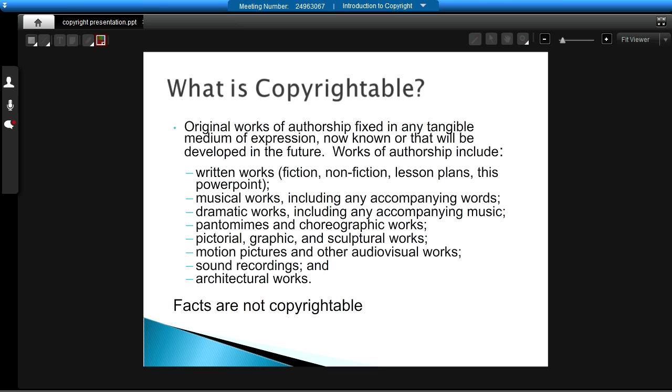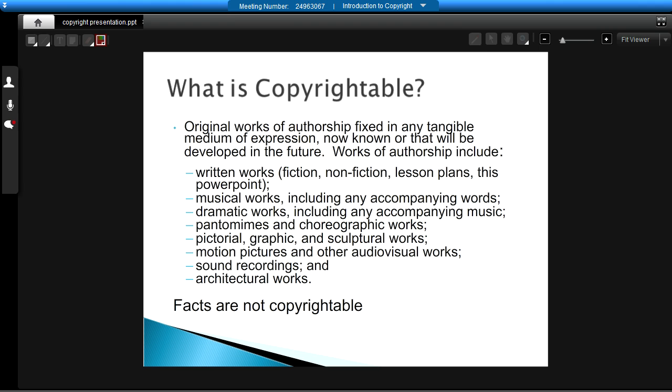So they can be written works, fiction, nonfiction, lesson plans if you're a teacher. It could be this PowerPoint presentation. Lesson plans and PowerPoints we'll talk about just briefly because those might not be your personal copyright. They might be considered a work for hire. So we'll talk about that in just a second. Could be musical works, dramatic works, pictures, films, sound recording, architectural works. It's important to remember that facts are not copyrightable. And again, we'll address that in just a minute.